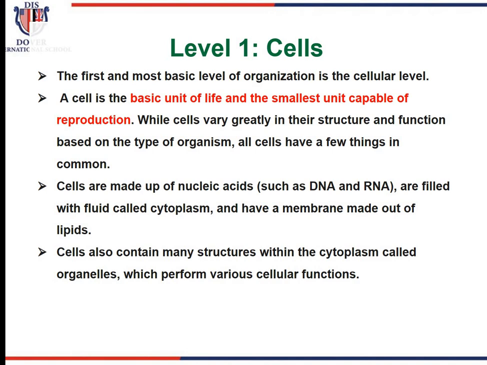Cell is the basic unit of life, the smallest unit capable of reproduction, the smallest building unit of life. So the smallest thing is the cell. If I have groups of cells together, they will give me a tissue. Cells are made up of nucleic acids such as DNA and RNA. It's filled with fluids like the cytoplasm, and it has a membrane made up of lipids.